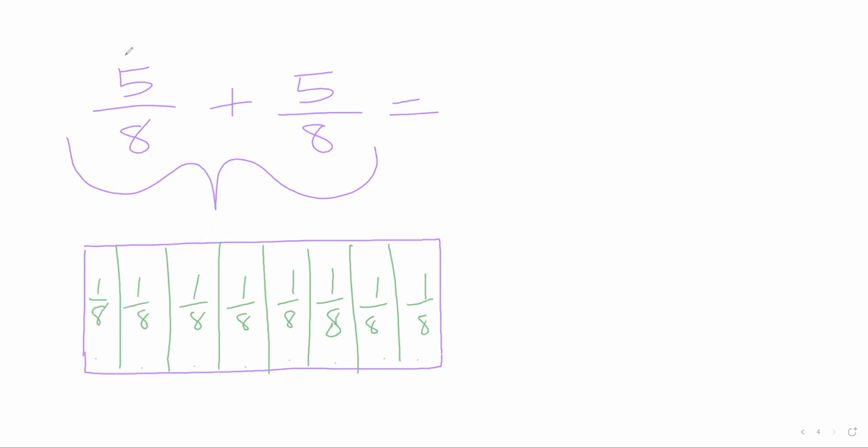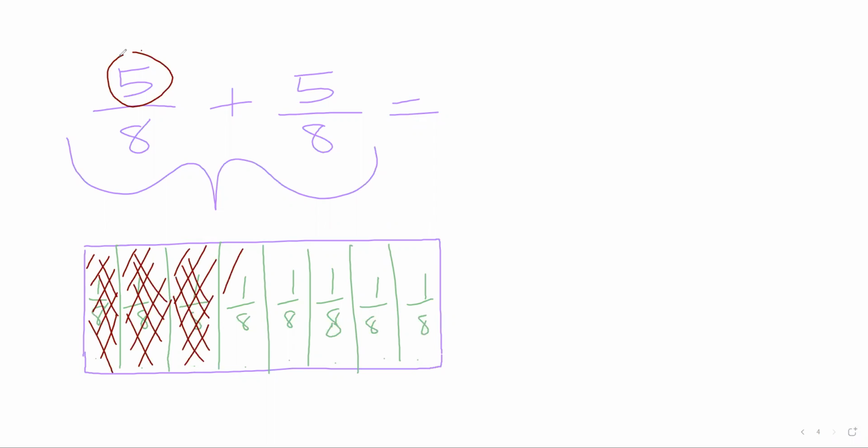So now let's go up to our numerator. And our numerator says 5. So I'm going to shade in 5 of them, right? 1, 2, 3, 4, 5. Okay, that makes sense. So there's 5 8s shaded in.